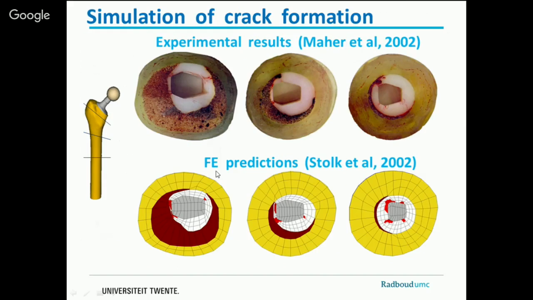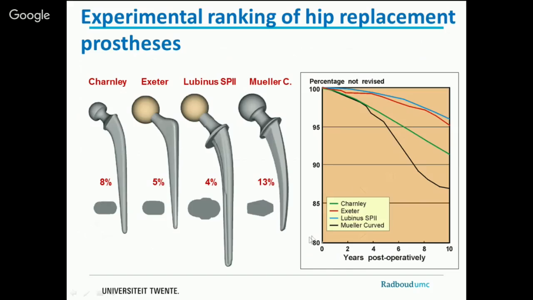So we exactly mimicked the experiment with finite element models, and we simulated the crack formation. And we had a nice prediction of the cracks here and here. We predict a crack here, which we couldn't find here, but it looks very comparable. And in the Lumina, the very good performing stem, we also didn't find any cracks, so that was good. Then we said, okay, from that Swedish register that I talked about before, we know which stem is doing well. So the Müller curve stem, this is the failure curve. The Müller curve stem isn't doing so well.